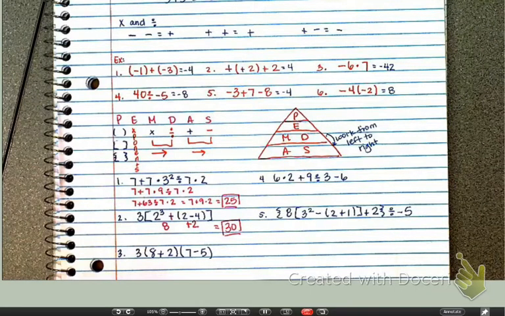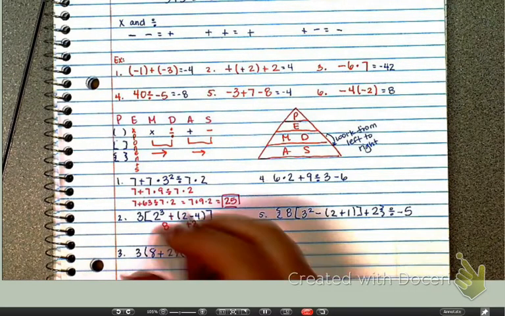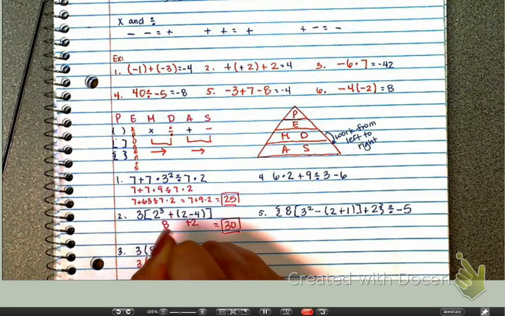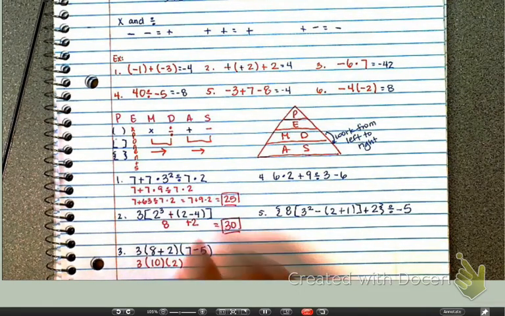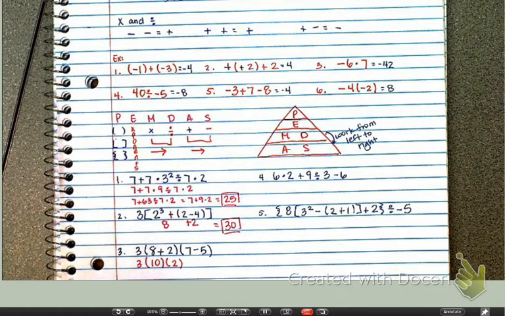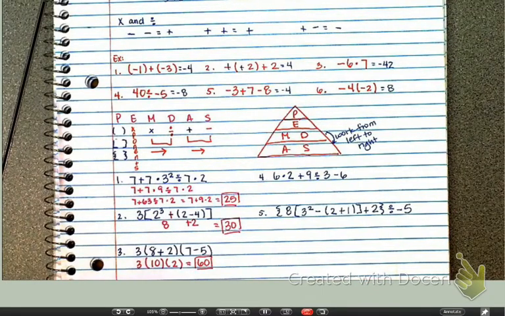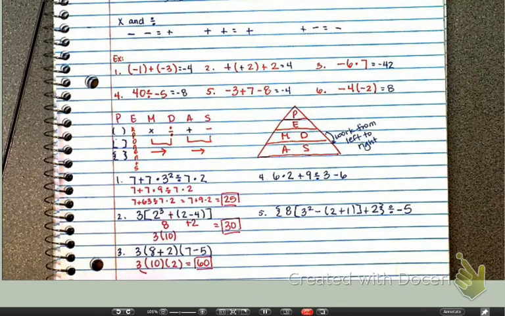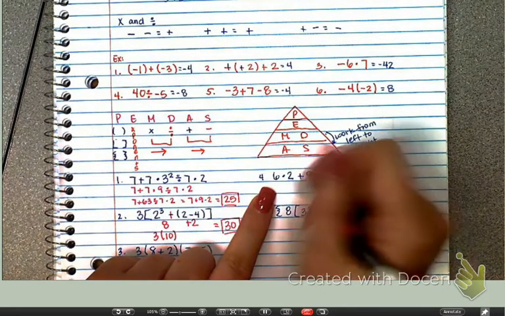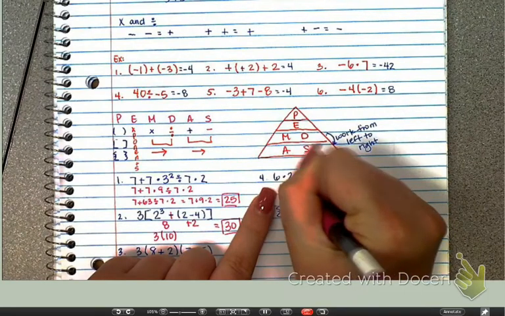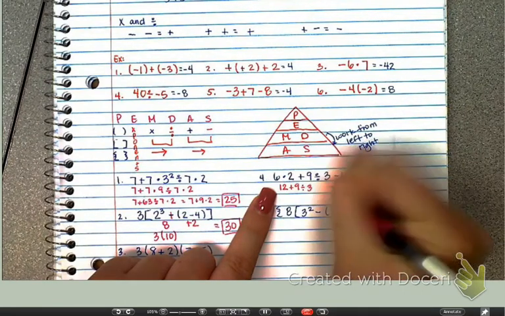Number 3 should be probably the most straightforward. You have 3 times 10 times 2. 3 times 10 is 30 times 2 is 60. Okay. Number 4 should be relatively straightforward also. All right, number 4. First thing, 6 times 2 is 12. Okay, so 12 plus 9 divided by 3 minus 6.